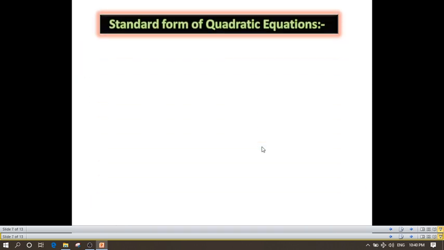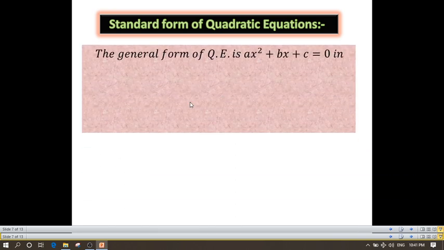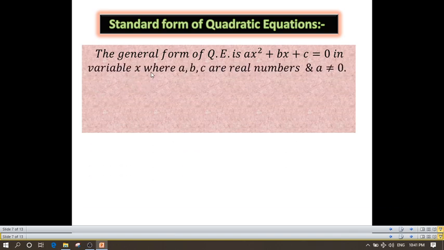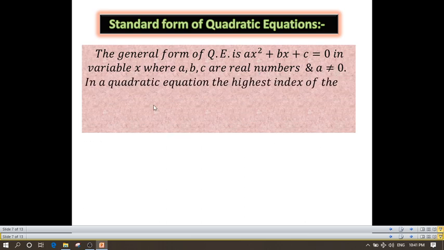So with this, if we equate a quadratic polynomial to 0, we get a quadratic equation. So let us study what is the definition of quadratic equation. See, the general form of quadratic equation is ax square plus bx plus c equal to 0, in variable x, where a, b, c are real numbers and a is non-zero. In quadratic equation, highest index of the variable is 2.